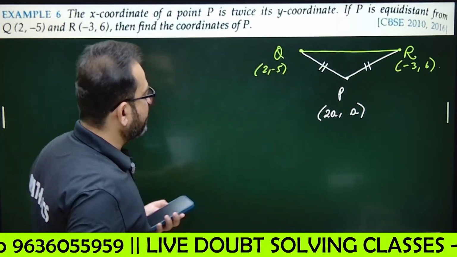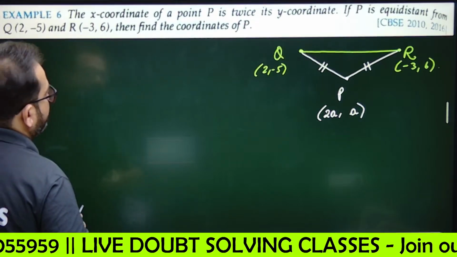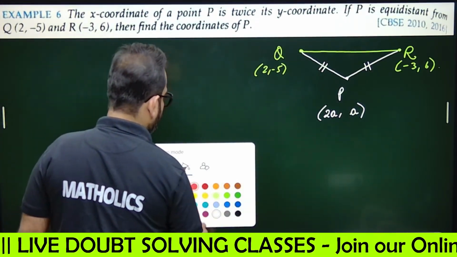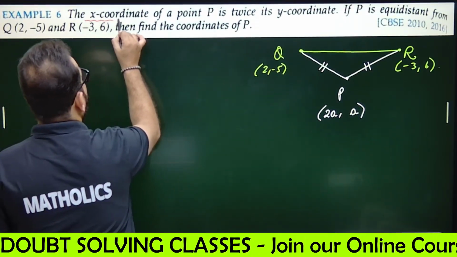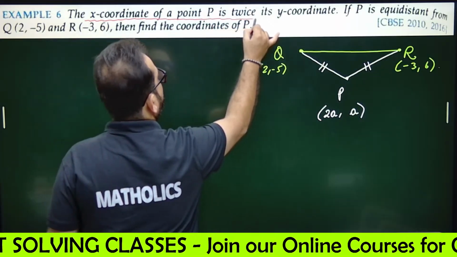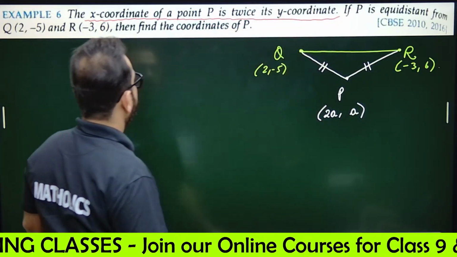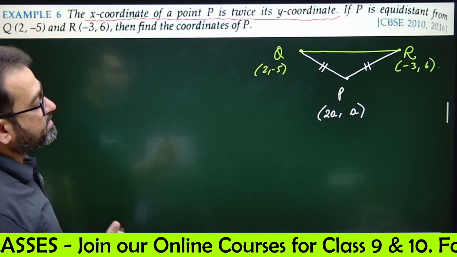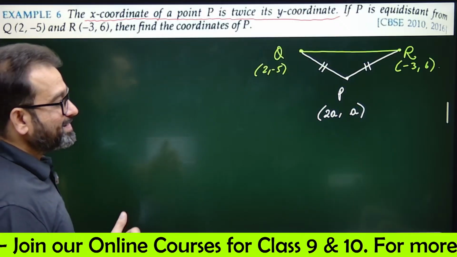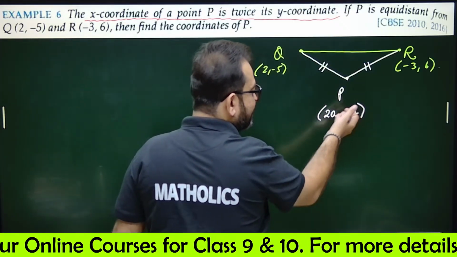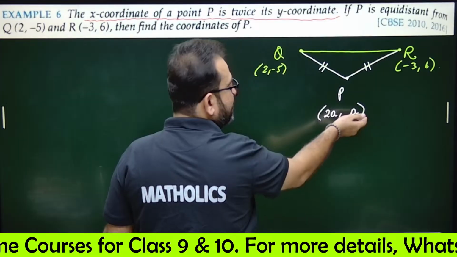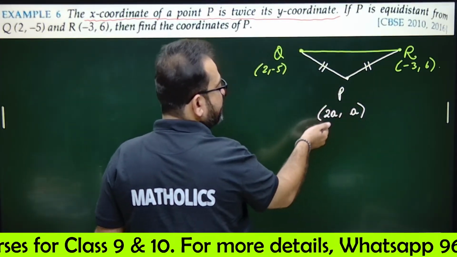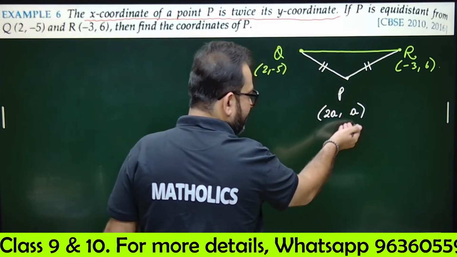Okay. So now we'll start solving this. X coordinate, see, this is written. You all have to underline these things in the questions. X coordinate of a point P is twice its y coordinate. It means x is double. If it is 5, it is 10. If it is 10, it is 20. If it is 100, it is 200. If it is 4, it is 8. So if it is A, it is 2A.